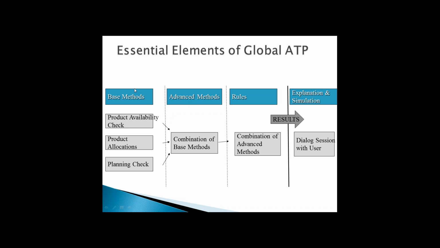We have base methods, advanced methods, and rules in GATP. If you combine more than one base method, that is an advanced method. If you combine more than one advanced method, that becomes a rule. If you apply the rule, you will get the result in GATP as a result of when we can commit to the customers.